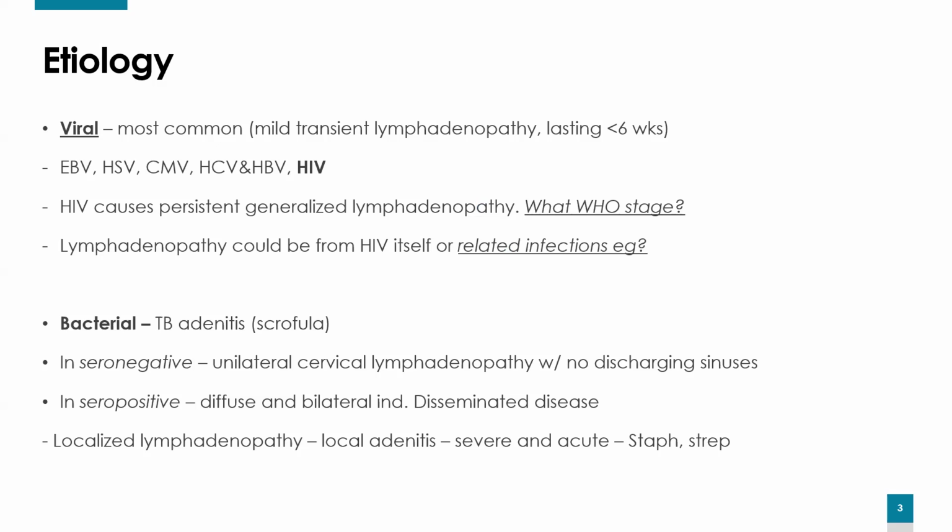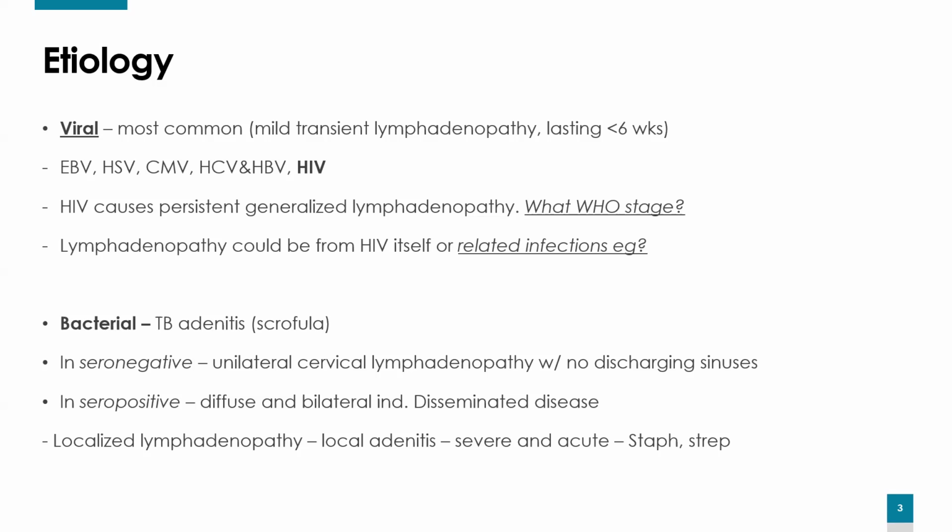So in seropositive, they'll be diffuse. Diffuse meaning it's in multiple places, bilateral, right? So it's diffuse and bilateral lymphadenopathy, indicative of disseminated disease. Because in seropositive, you expect TB to be disseminated, like extrapulmonary TB, all those things.